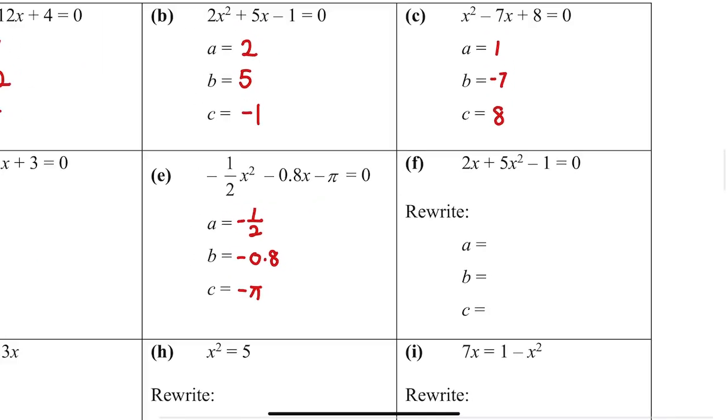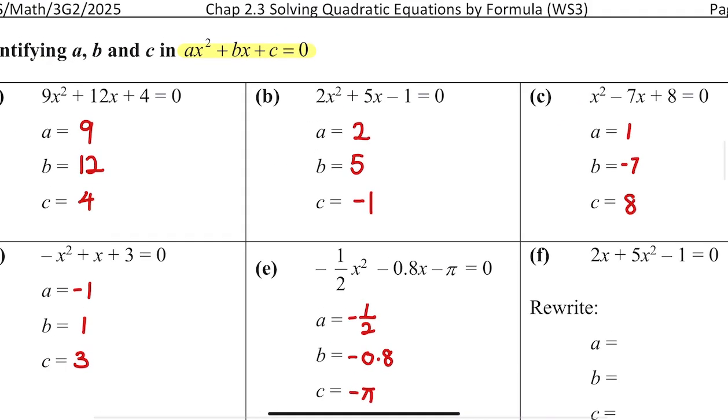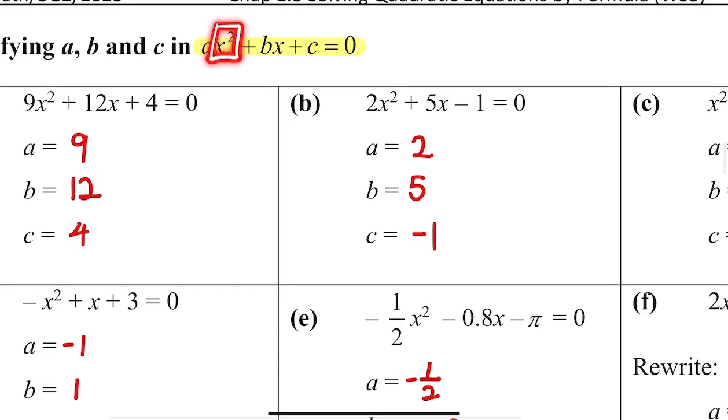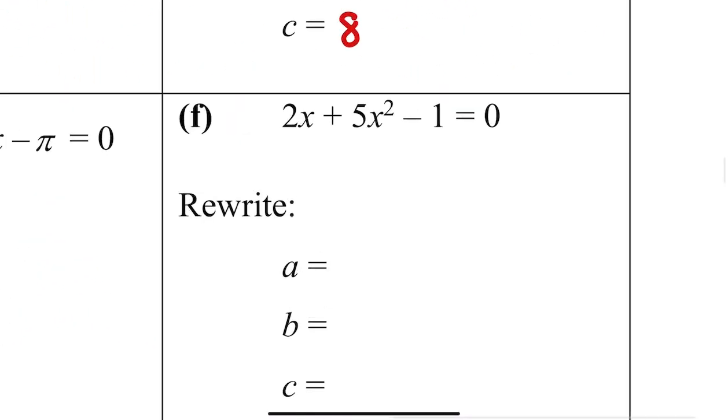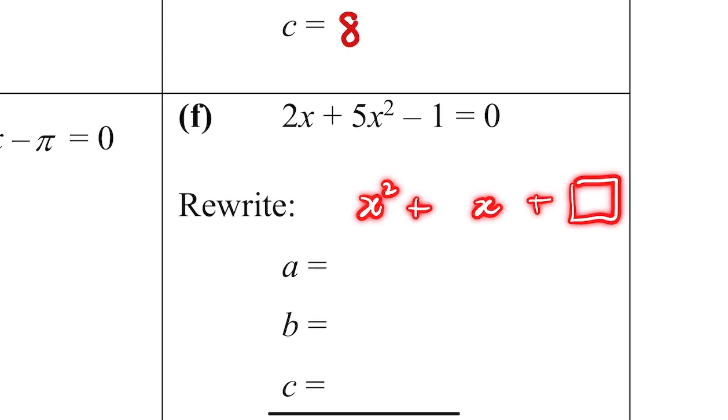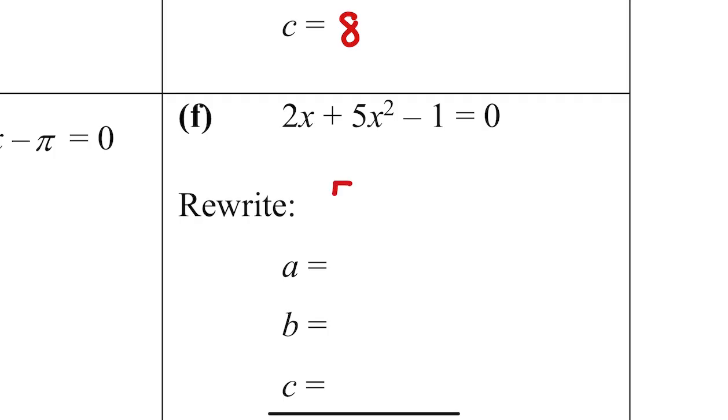Always remember, ax squared, your a always refers to your coefficient of x squared, meaning your first term must be a x squared over here. So if we look at part F, my first term is not x squared but x. So the first step is to rewrite it such that I have an a x squared term plus a x term plus your constant. This is your ax squared plus bx plus c equals to 0. If we were to rewrite this, I'll get 5x squared plus 2x minus 1 equals to 0.